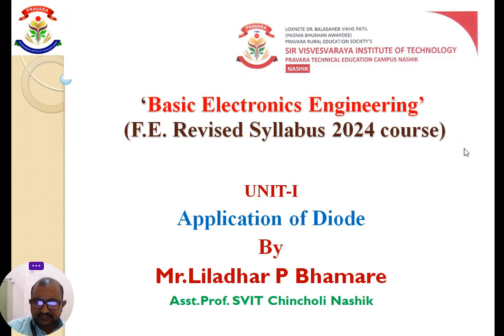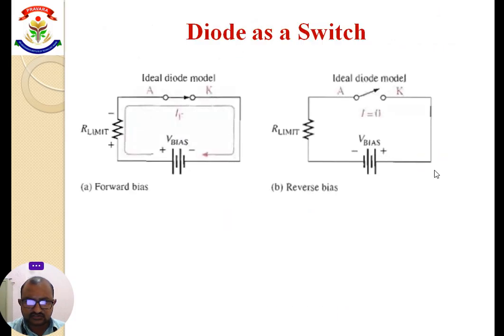There are two applications of diode. One is the diode used as a switch, and second is diode used as a rectifier. First of all we have to study the diode used as a switch. If the diode is connected in forward bias condition, at that time the diode acts as a closed switch, and if the diode is connected in reverse bias condition, at that time it acts as an open switch, and hence we use the diode as a switch in open condition and closed condition.